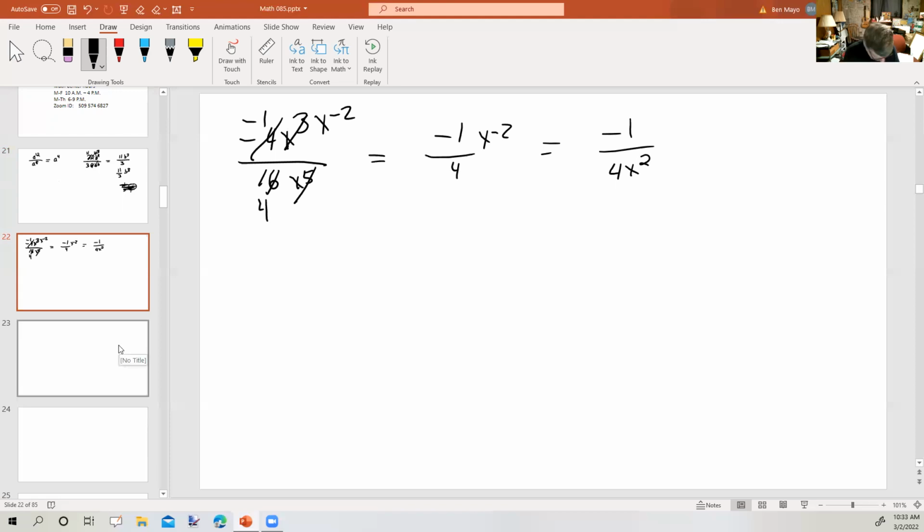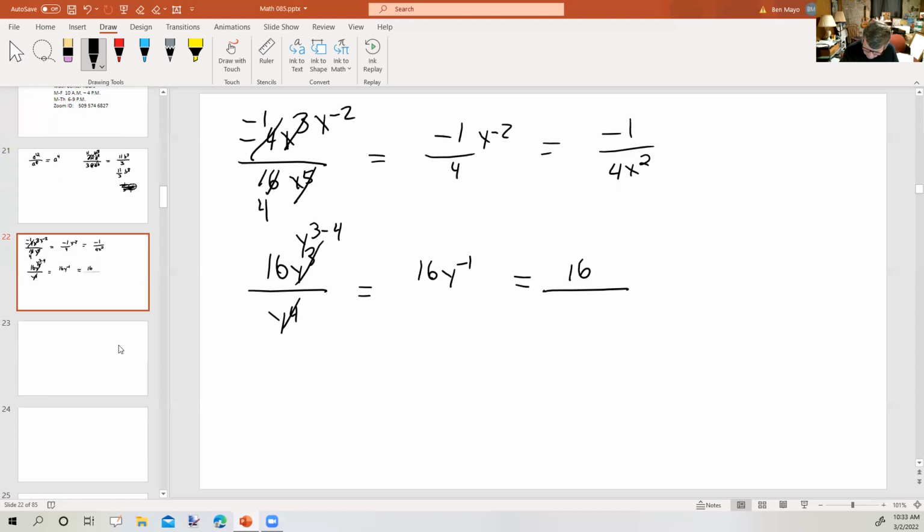Okay. Let's say we have 16y cubed over y to the 4th power. Y cubed over y to the 4th would be y to the 3 minus 4 power, or y to the negative 1 power. So we end up with 16 over y to the 1 power, or just 16 over y. All right, now that's just a monomial divided by a monomial. And as I say, that's kind of what we did back in section 5.1 and 5.2.